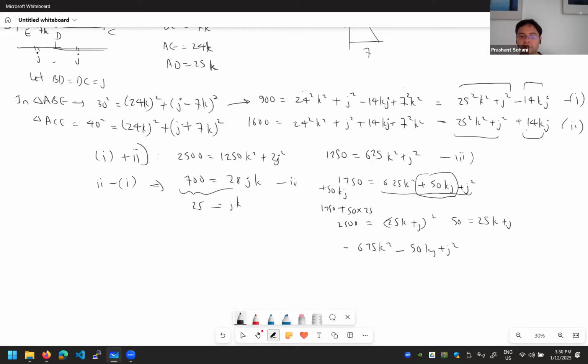So if I subtract 50 kj, then I'll get one more equation. And if you see, the left hand side is just 0 because 50 into 25 is 1250. So therefore, this is (25k minus j) square. So taking the square root, I'm getting the second equation. So these are my two equations: 50 is equal to 25k plus j and 0 is equal to 25k minus j. So now from this you can see that by solving I'm going to get k is equal to 1 and j is equal to 25.